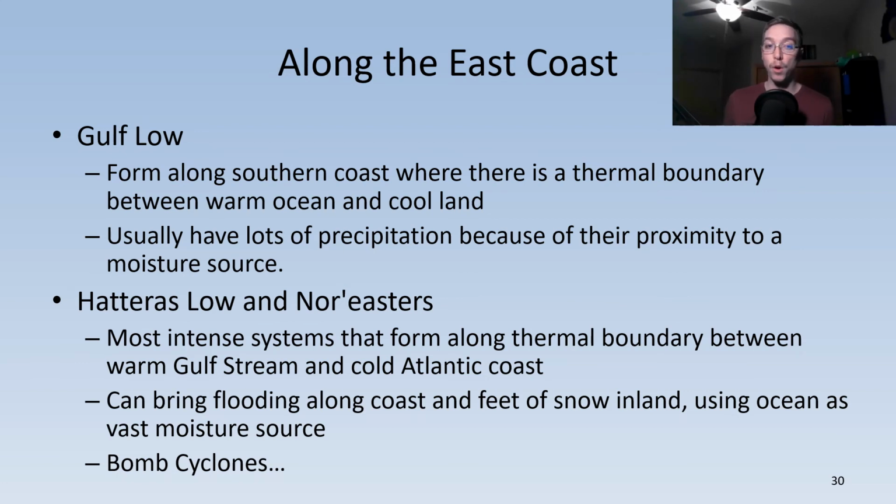Hatteras low and nor'easters. These are the most intense systems that form along thermal boundaries between the warm Gulf air and the cold Atlantic coast. These can bring flooding along the coast and feet of snow inland using the ocean as a vast source of moisture. This is where you've likely or may have heard of the term bomb cyclone.